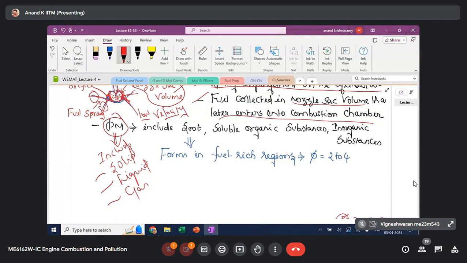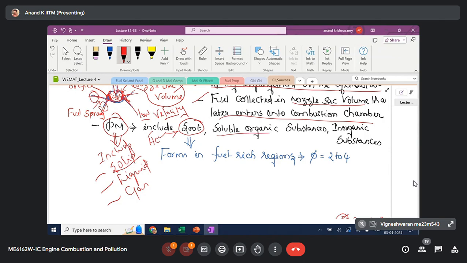Everything put together is particulate matter. The major component is soot. Soot is a solid carbon. Solid carbon is what is soot, when we are burning hydrocarbon fuel. When the hydrogen content is removed from the hydrocarbon fuel and you have a very high carbon concentration, then it leads to soot. Soot is nothing but solid carbon particles. It's a solid phase matter. Okay, so we have a solid phase matter.